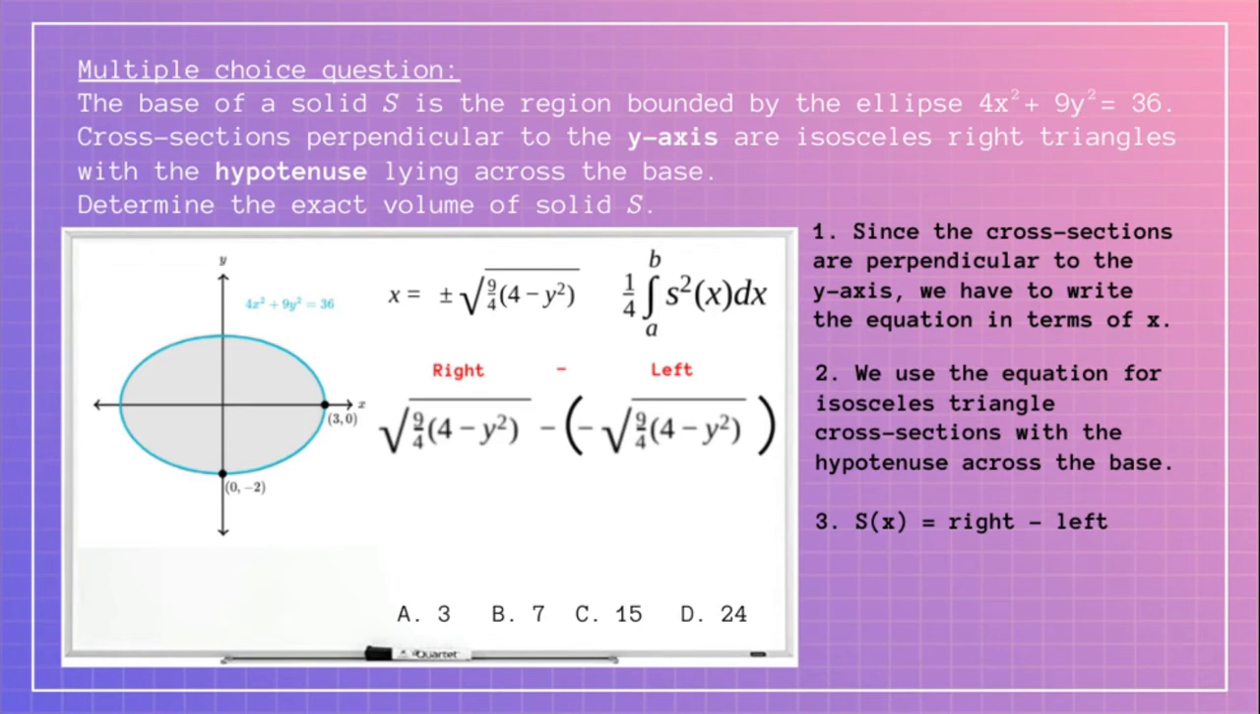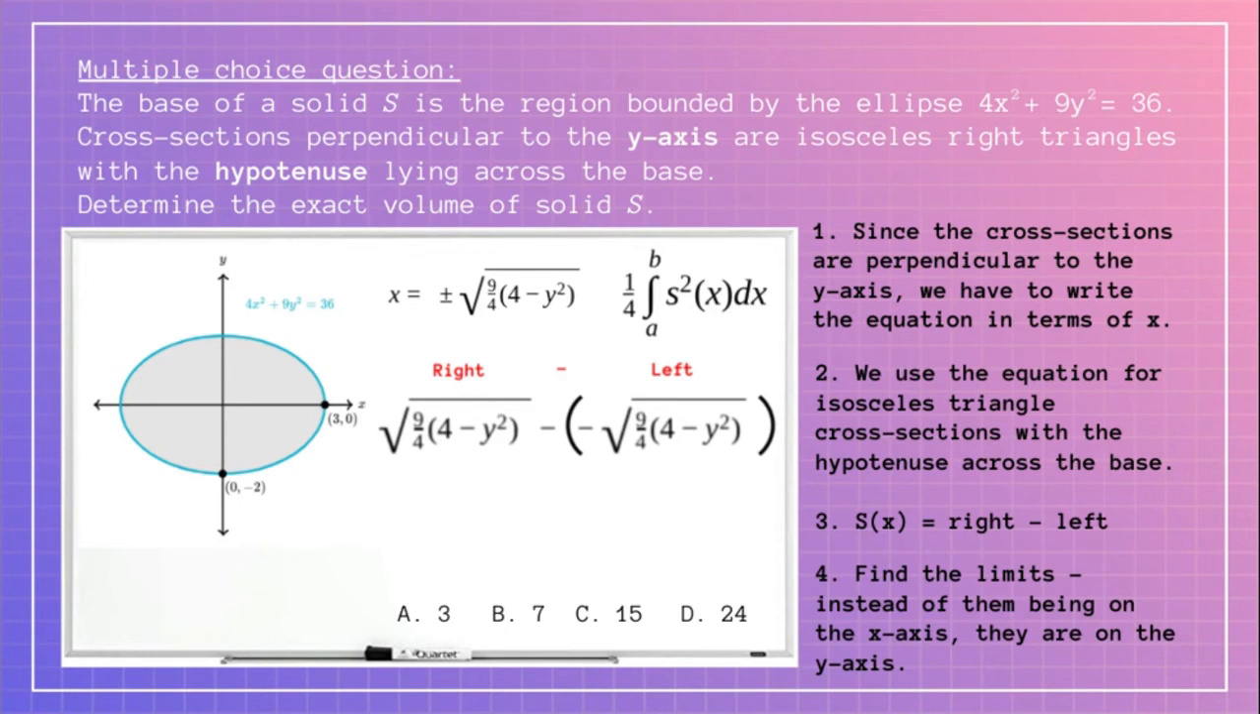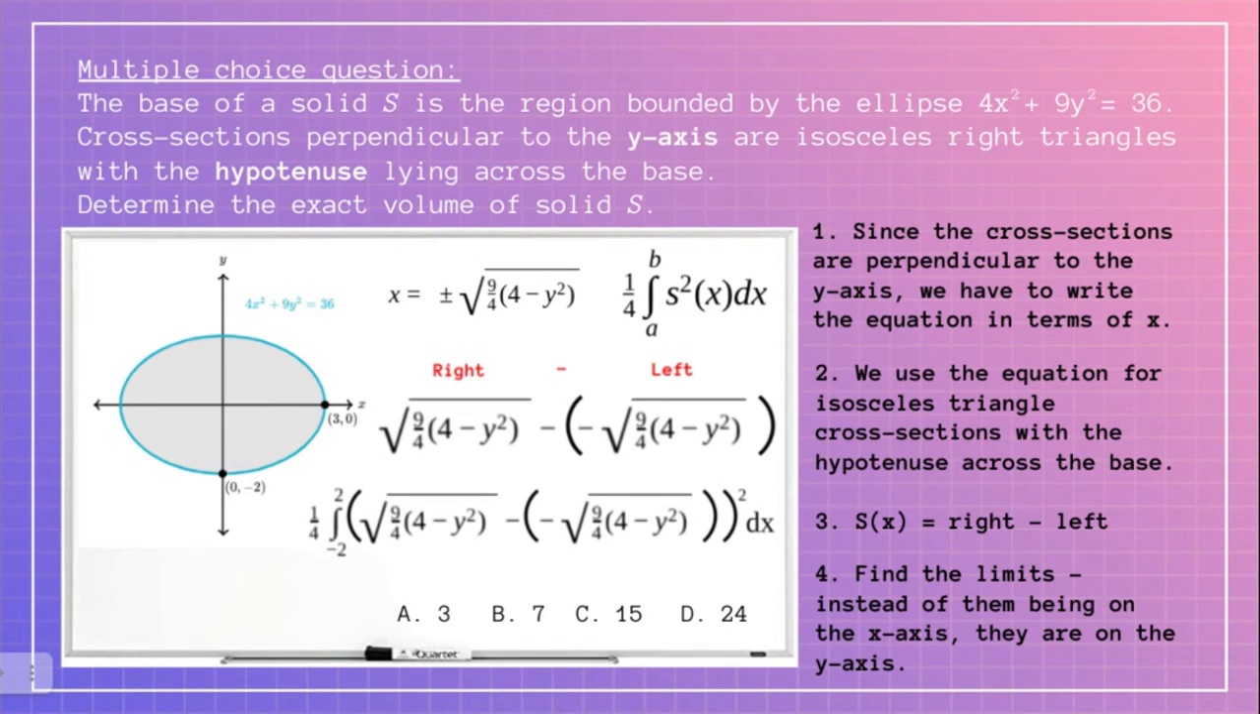Now we just have to plug in the limits, which you can see here on the graph. Remember, we take the numbers on the y-axis rather than the x-axis for this one, which would be negative 2 here, and positive 2 here. Finally, we just have to plug all of this into the calculator using Math 9, and we get the answer 24.